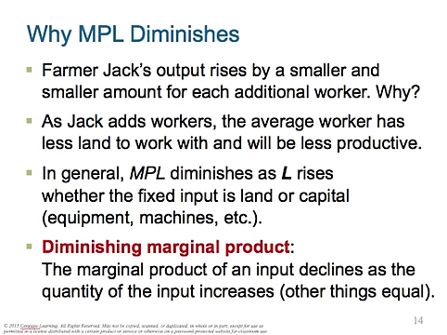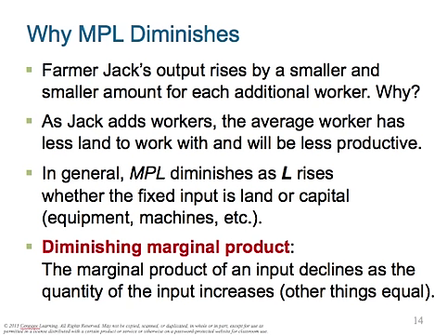So we saw that marginal product diminishes. Why does it diminish? Well, Farmer Jack's output rises by a smaller and smaller amount with each additional worker. Well, why? As Jack adds workers, the average worker has less land to work with. Again, he's only working with 5 acres, and thus they will be less productive. Early on, as you add workers, there's a lot of space. Workers can produce more product.